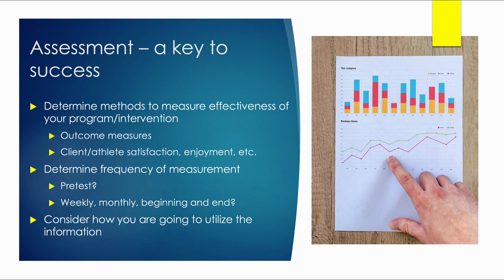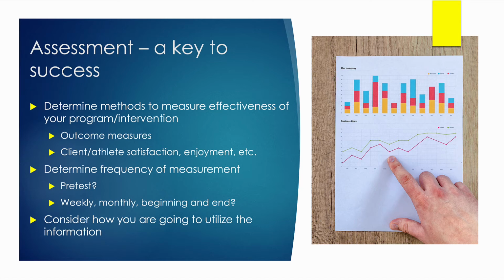Outcome measures aren't always physical measures like VO2 max. They can be measures of satisfaction, enjoyment, time spent doing an activity, whatever it may be. Okay, so we have to think about what kind of measures we're going to do. We have to determine the frequency of the measurement.